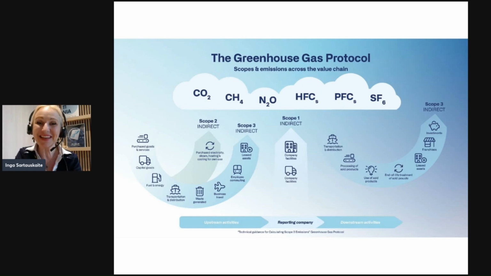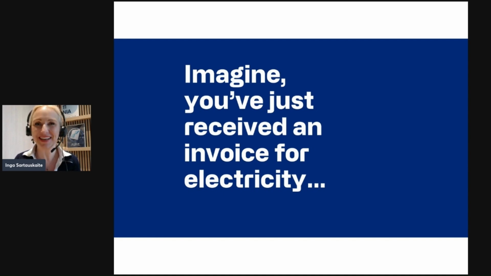Now, imagine you are an accountant. And of course, if you are an accountant, you do not need to imagine, but just picture yourself in the situation: you receive a bill from your electricity provider. So, what do you do with it? Where do you allocate the emissions of this particular invoice? Is that scope 1? Is that scope 2? Or maybe it's scope 3?